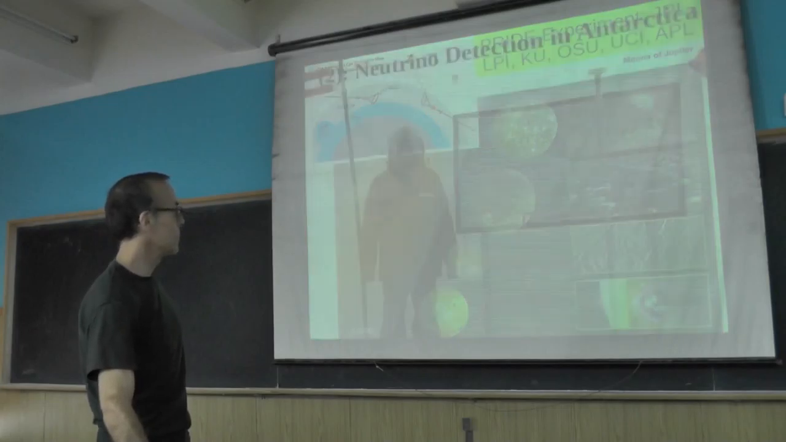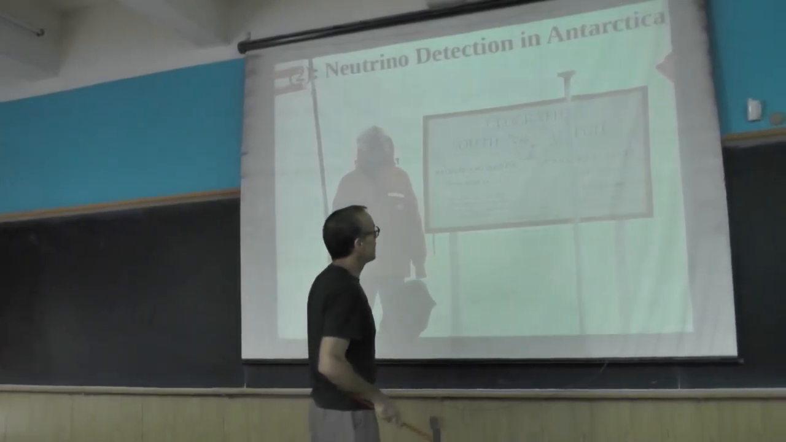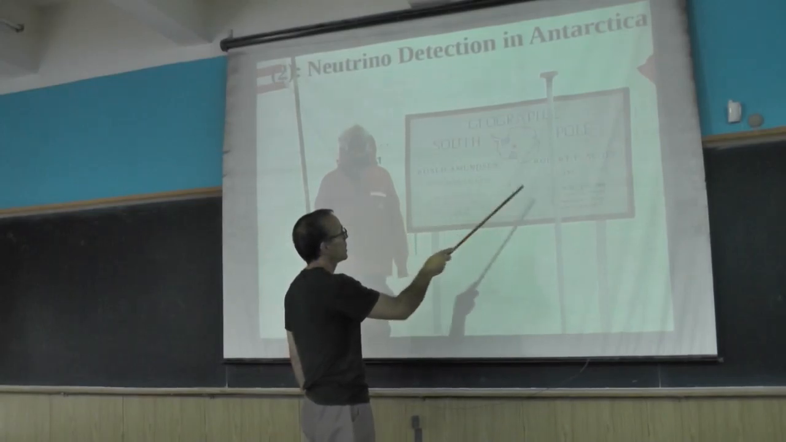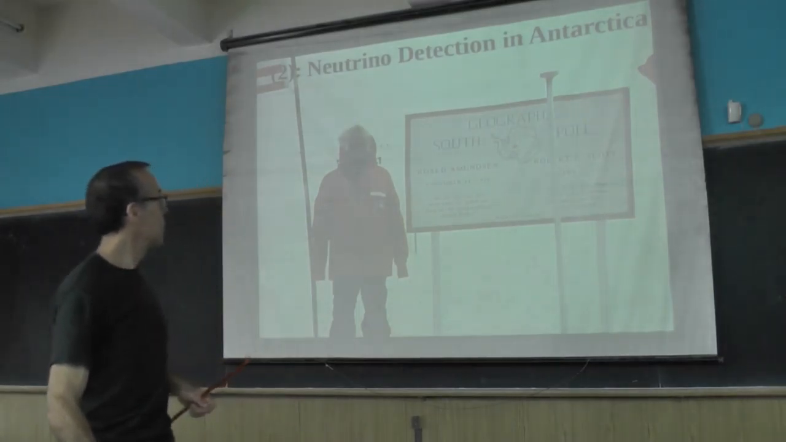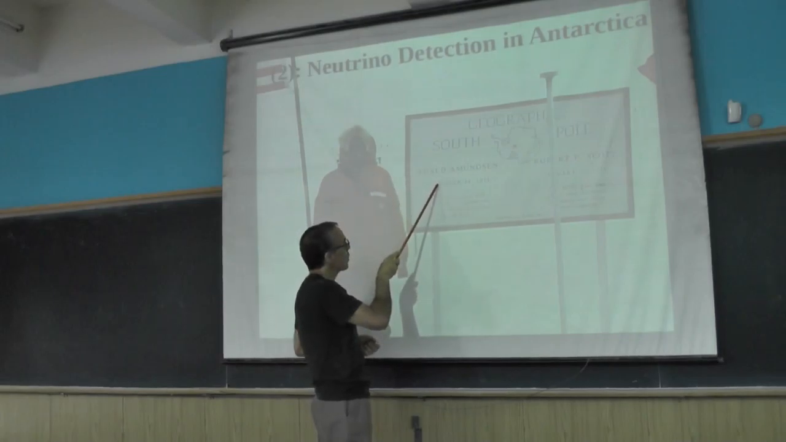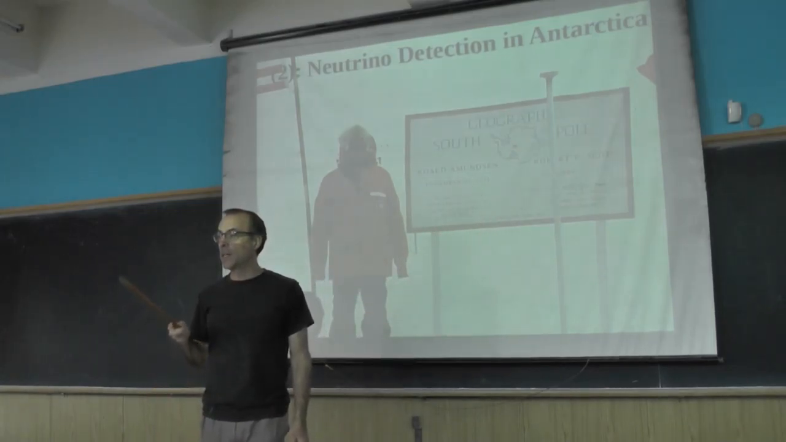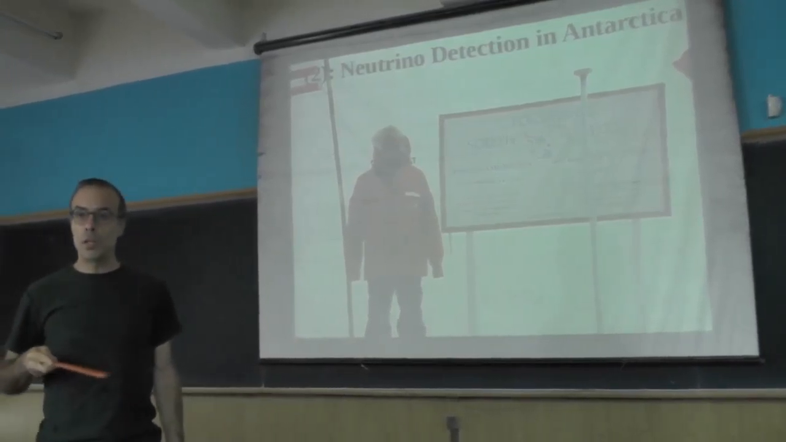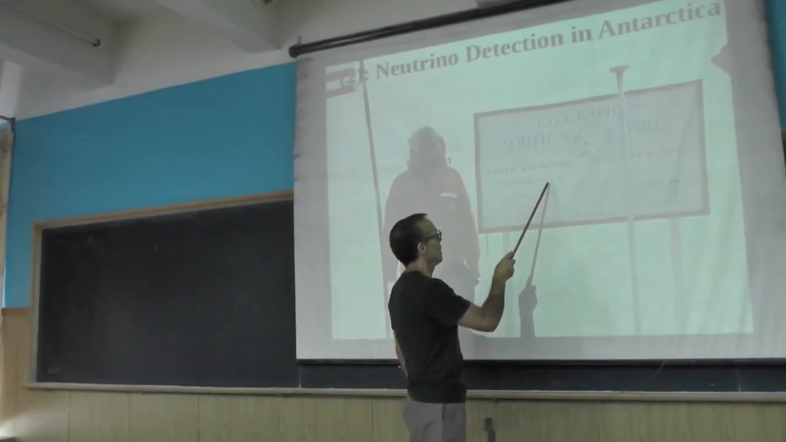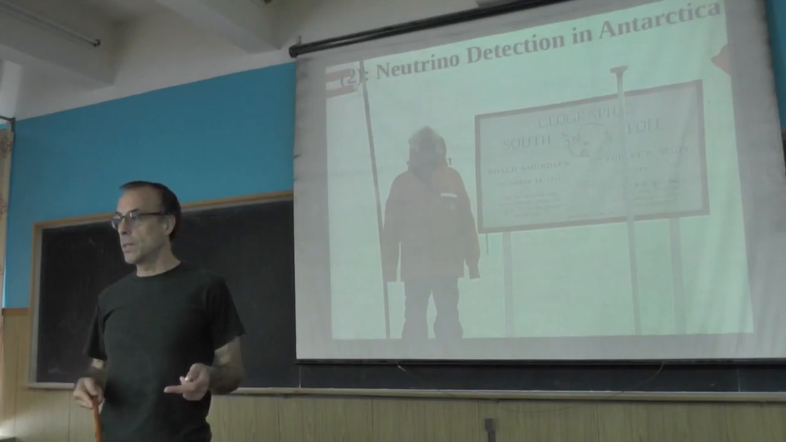Anyway, that's the idea. Okay, and then, of course, most of what we do is neutrino detection in Antarctica. And here's the famous placard, which is a monument to Roald Amundsen and Robert Scott that I talked about before. Oh, as a sidelight, Roald Amundsen came to the South Pole on December 14th, 1911, and to commemorate it, the Prime Minister of Norway came to the South Pole in 2011 to celebrate the 100-year anniversary of Roald Amundsen discovering the South Pole.